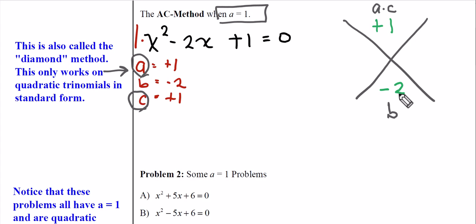But I need two numbers that multiply to 1. Well, that's kind of a no-brainer. We have a 1 and a 1, because 1 times 1 is 1, right? And in particular, positive 1 times positive 1 is a 1. So if I multiply those two, do I get a positive 1? Yes. However, if I add a 1 and a positive 1, do I get a negative 2? No.